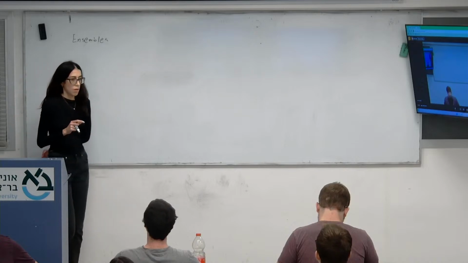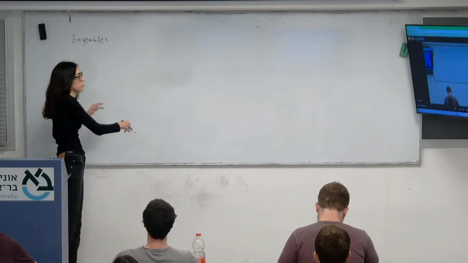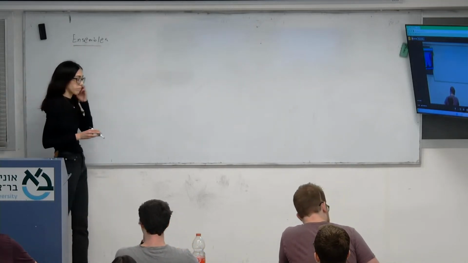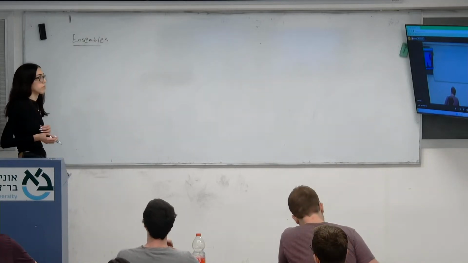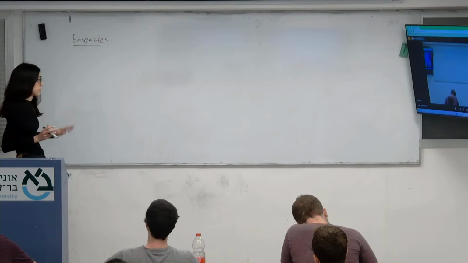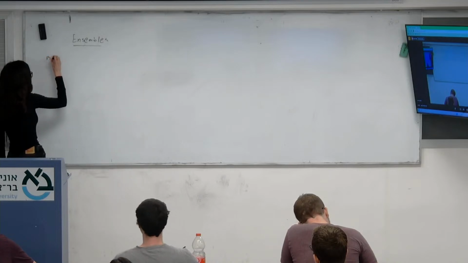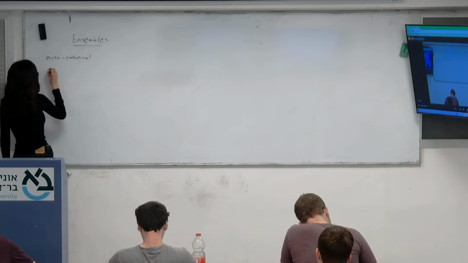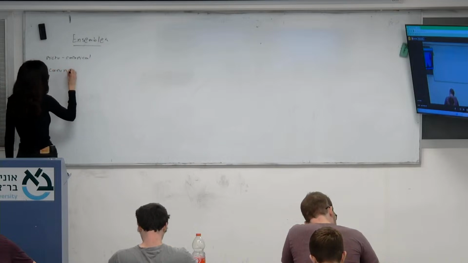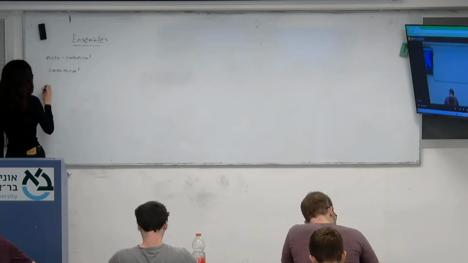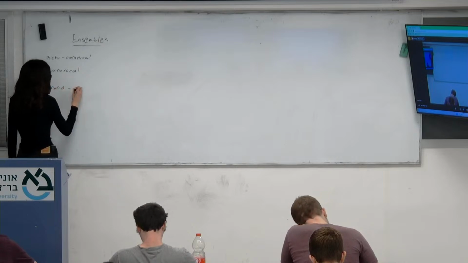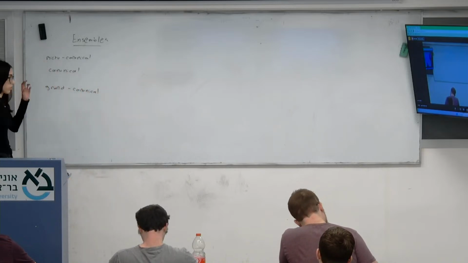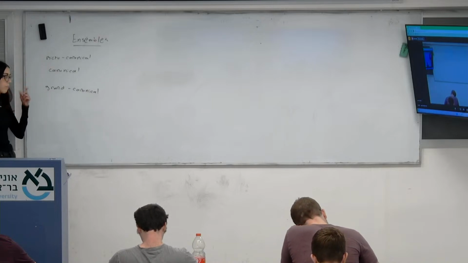Okay, so I'm going to put everything in a table form, so it's more convenient to keep track. So we have basically three types of ensembles. Technically, there are more, but for us there are three. So the first one is the micro-canonical, then the canonical, and then the grand canonical. So you talked with Vido mostly about the first two. We're going to talk a little bit about the third one.